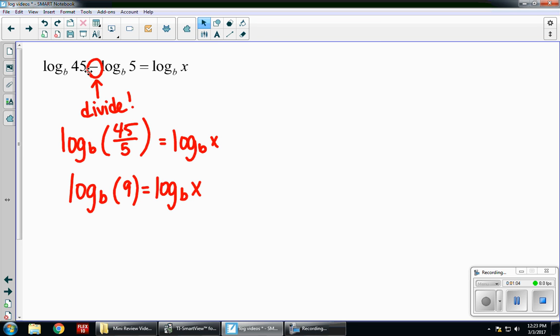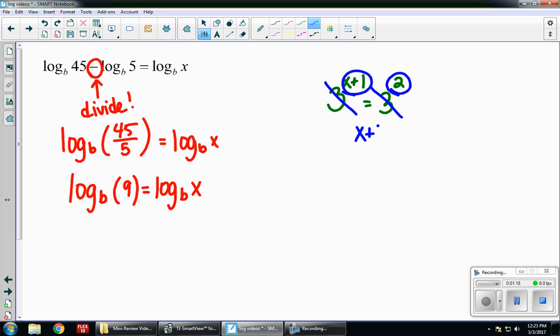Now, if you remember back to exponentials, if I had something like 3 to the x plus 1 is equal to 3 squared, I would be able to drop my bases and just take a look at my exponents. x plus 1 equals 2. This happens the same way with logs. Because I have logs on both sides, I can cancel them or drop them, and I'm left with just 9 equals x. In this case, there's no extra solving to be done.